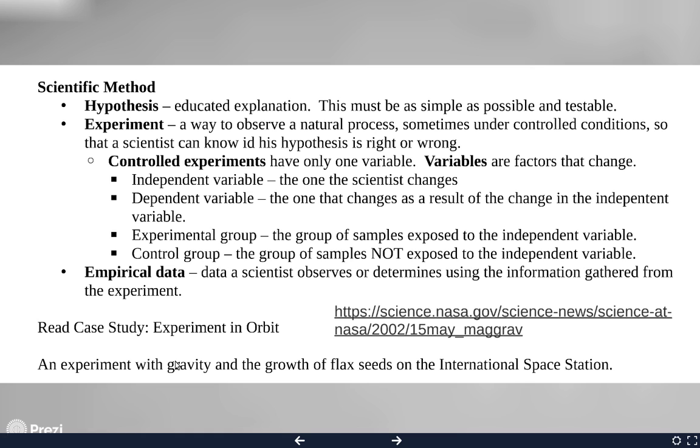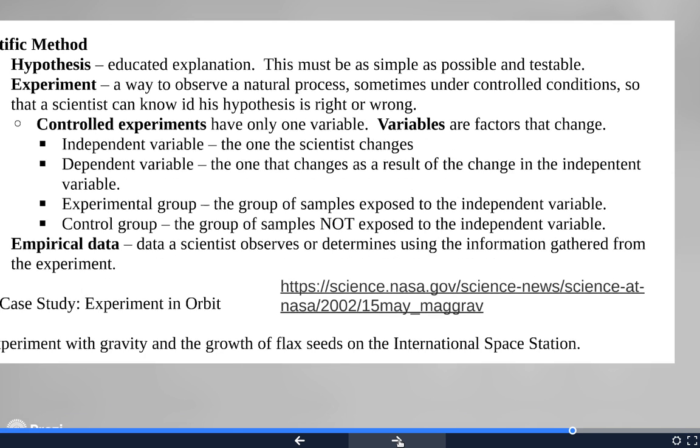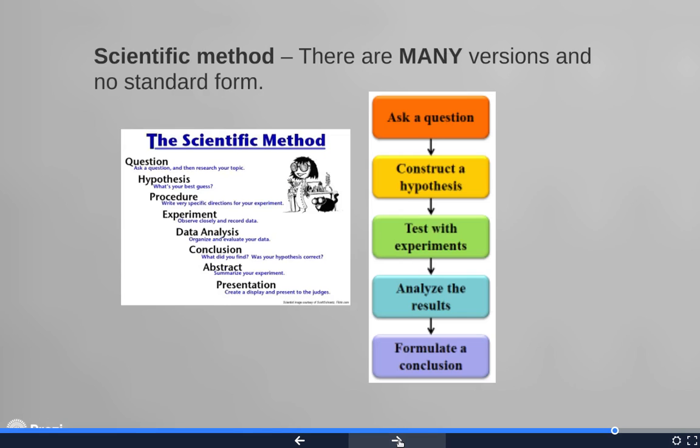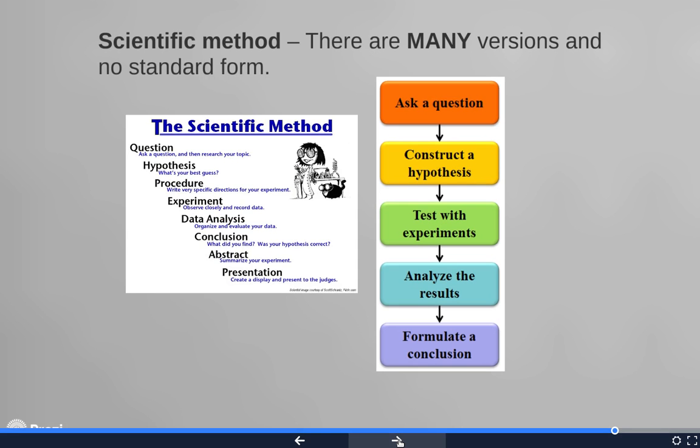So if you want to read about it a little bit more in depth, check out this site. Otherwise, you're doing a little summary on your textbook on page 13. All right, and that brings us to the scientific method.